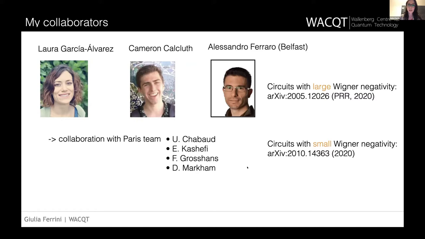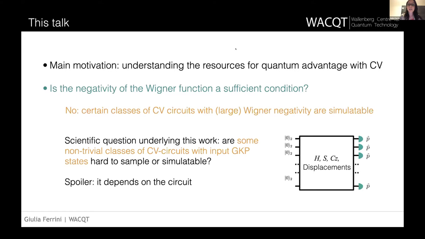The framework of this talk is in the stream of ideas where people try to understand what the resources for quantum advantage are with bosonic, or in this case continuous variable, circuits. In particular, we ask: we all know that Wigner negativity in bosonic systems is a necessary condition for quantum advantage, but is it also sufficient? We are going to see a couple of examples where the answer is very clearly no, because there are circuits that do have a large Wigner negativity and yet are classically efficiently simulatable, and those will have GKP states. So this is why this work connects to the workshop.